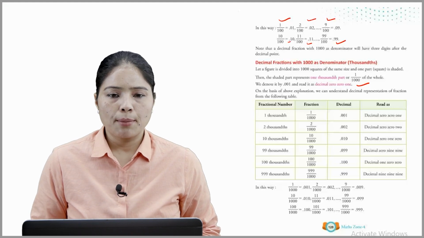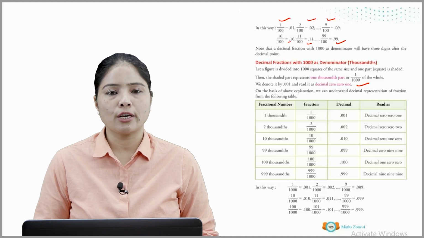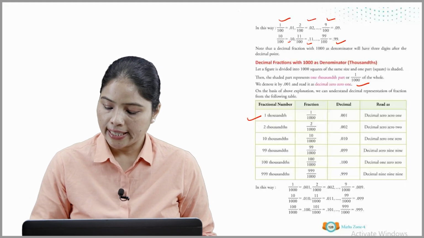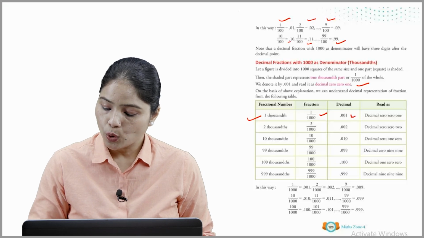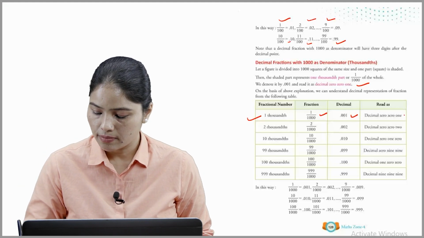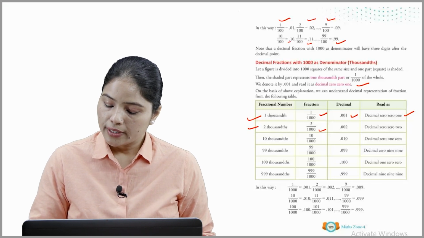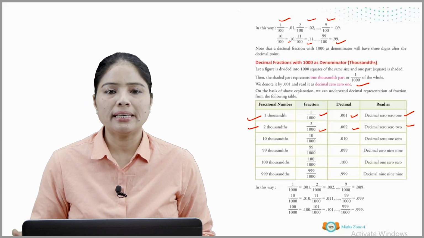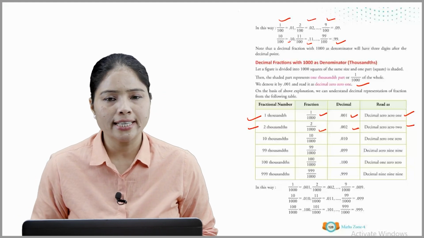On the basis of the above explanations, we can understand decimal representations of fractions from the following table. Fraction 1/1000, fraction में कैसे लिखेंगे like this 1/1000. Decimal लिखेंगे decimal 001 और इसको पढ़ने का तरीका होगा decimal 001 like this. Similarly 2/1000, 2 by thousand, decimal 002 and read it as decimal 002. Similarly 10/1000, 99/1000, 100/1000 and so on. Just read and practice well.